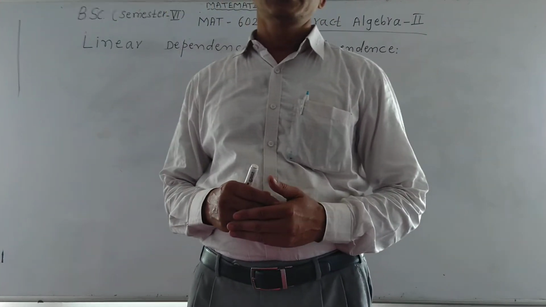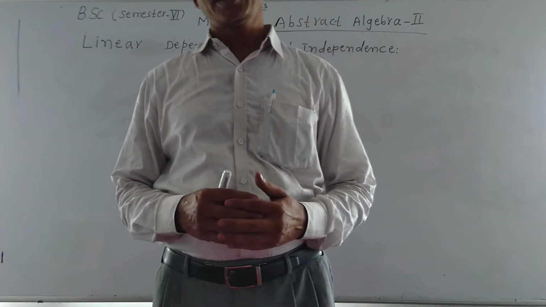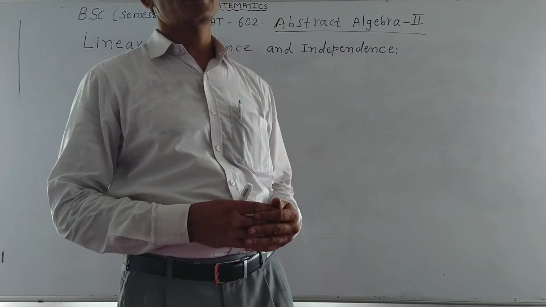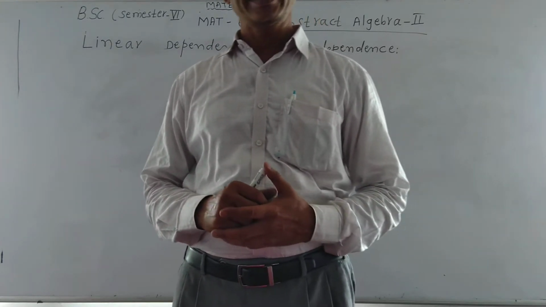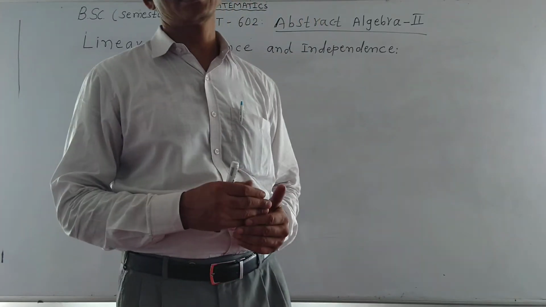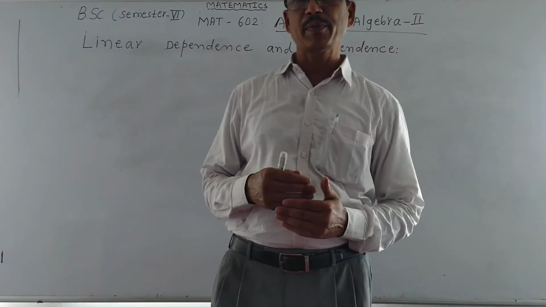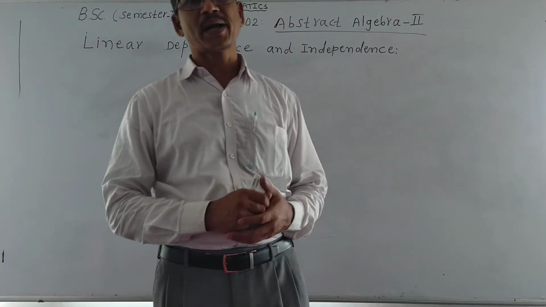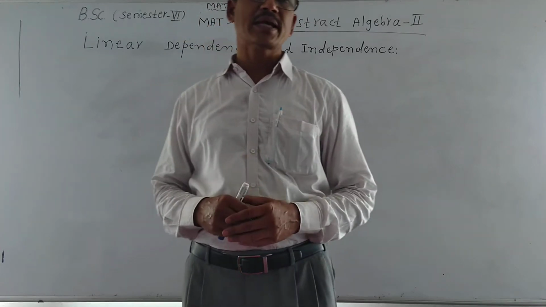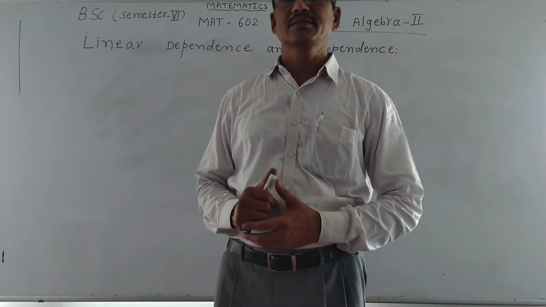Today we start the new article of the chapter vector space. The name of the article is linear dependence, and in the same article we shall see linear independence also. Therefore, we have considered the name of the article as linear dependence and linear independence.